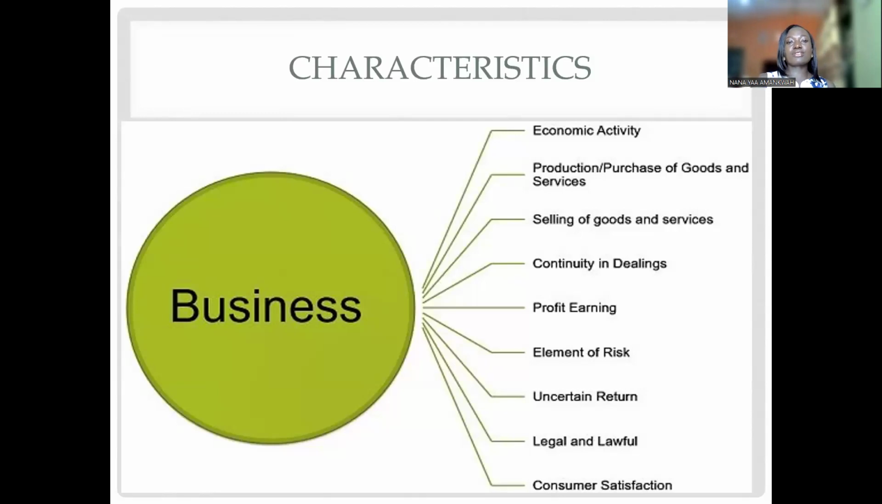Now, you know that the characteristics of a business include the fact that a business is an economic entity or activity. It entails economic processes here and there. There's also production or purchase of goods and services, selling of goods and services, continuity in dealings, that's what we call profit earning. Elements of risk: every business has a certain element of risk and certain returns. You also have the legal and lawful aspect, and consumer satisfaction is key in businesses.